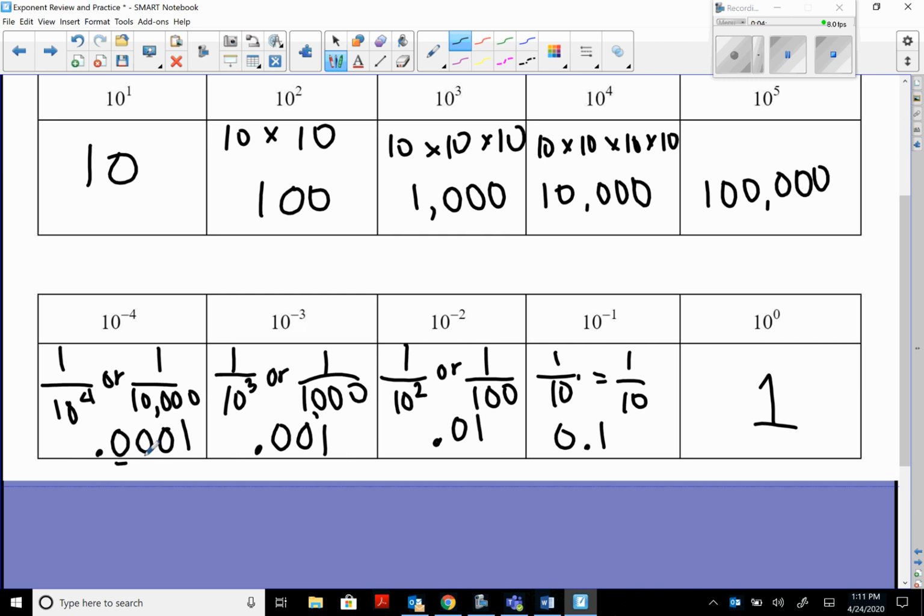And just to review place value, in case you don't remember, the first digit's the tenths place, the second is the hundredths place, third is thousandths, 10,000ths, and it keeps going, 100,000ths, millionths, 10 millionths, 100 millionths, billionths, etc.